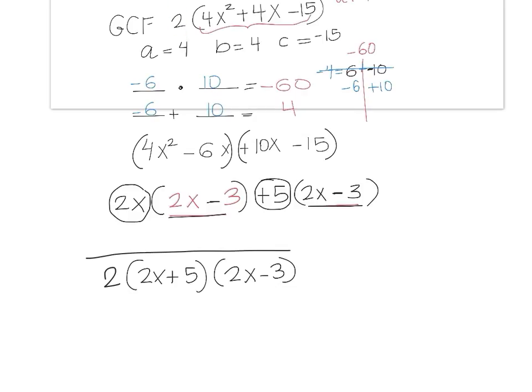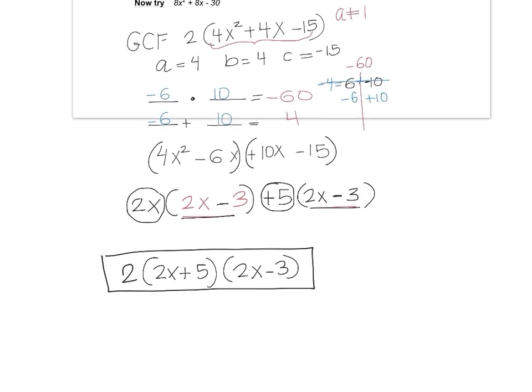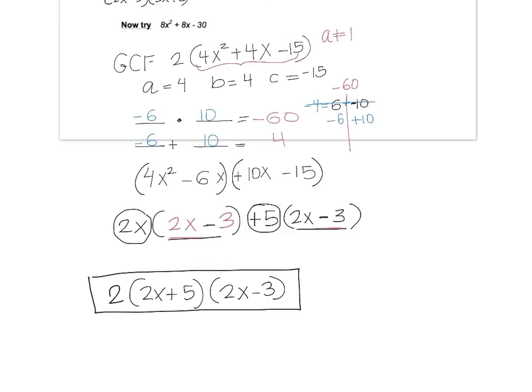And now this is how you factor such a trinomial. Now, how can you check your work? One way is to actually distribute the 2 and then to FOIL whatever you get over here.